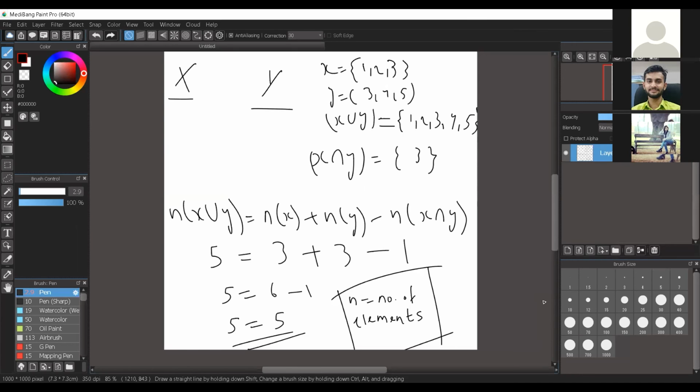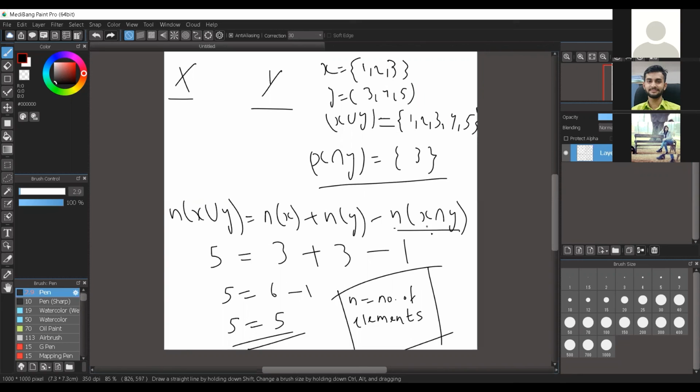One second, I'll clarify my doubt. This is 5 equal to 3 plus 3 minus 1. How do you get this minus 1, please? Yes, I will tell you how. If you look in the formula, it is minus n of X intersection Y. That means how many elements are there in X intersection Y? If you look above, how many elements are there in X intersection Y? Can you see? 1.